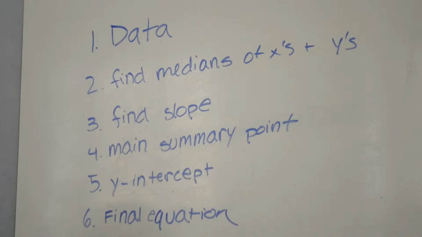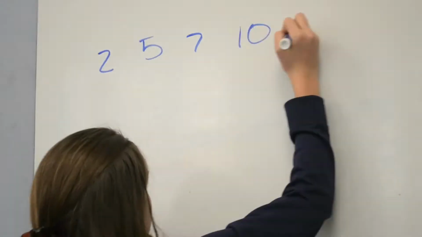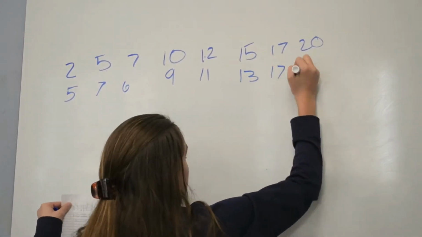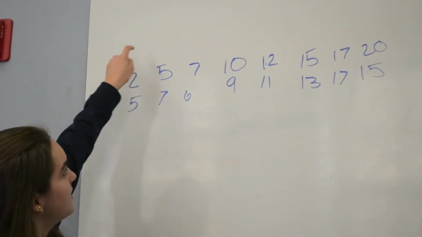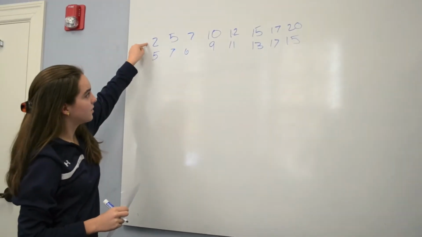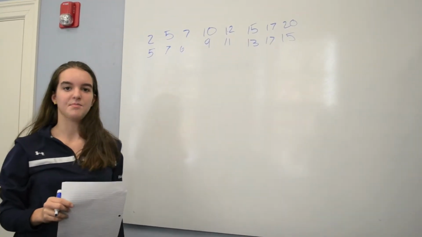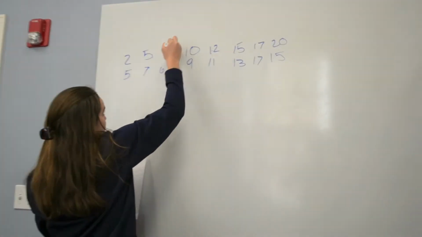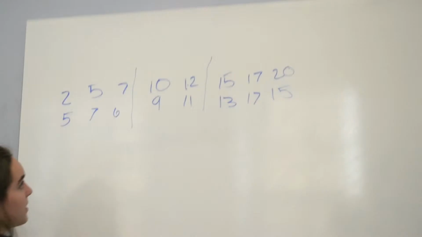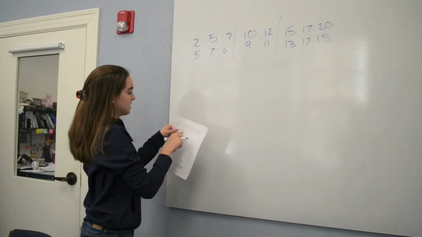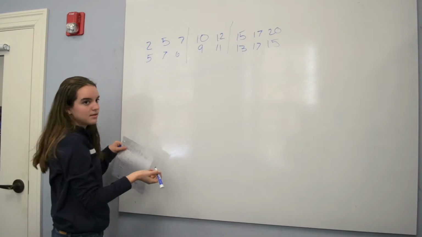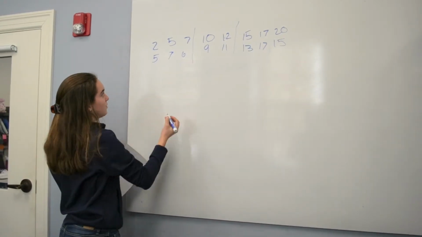These are the 6 steps to find the median line by hand. Step 1 is to write out the data. So when you write out the data, the x's have to be from least to greatest, so they're already organized like that, but if they weren't, you'd have to change that. And then you're going to split them up into 3 separate groups to start the second step, which is to find the median of the x's and the y's.